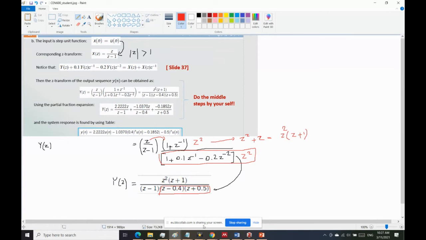Okay, now we do the same trick. We divide by z, so this gets cancelled, and then we need to use partial fractions. For the partial fractions we need 3 values: A over z minus 1, plus B over the second pole, z minus 0.4, plus C over z plus 0.5.